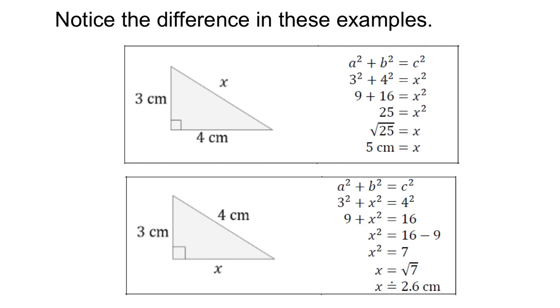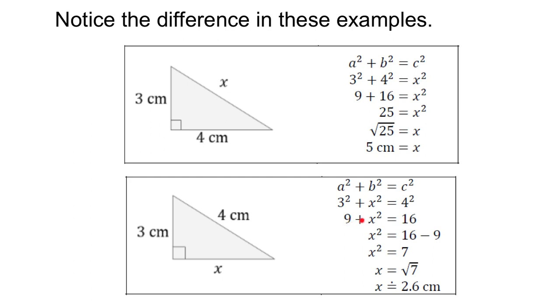In the second question, remember, 3 and x are the legs, 4 is the hypotenuse, so we have 3 squared plus x squared equals 4 squared. We want to solve for x, so we're going to have to do a little more algebra than we did in the first example. 3 squared is 9, 4 squared is 16, so we end up with 9 plus x squared equals 16. Well, 9 plus something equals 16, so to figure out what the something is, we're going to do 16 minus 9, which is 7.